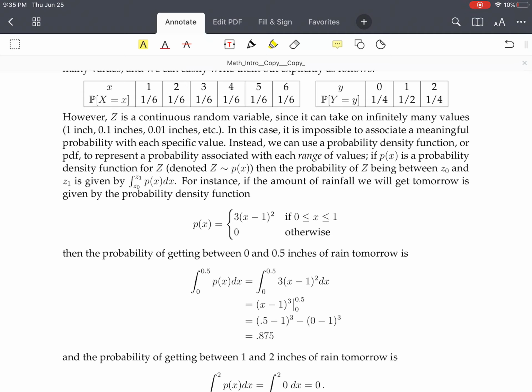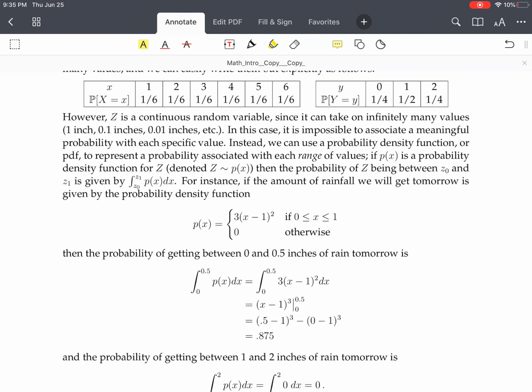And so it represents a probability associated with a range. So in this case, suppose we want to find the probability between some z0 and z1. Then what we do is we take the integral of that probability function, which tells us hypothetically at exactly every point what the probability is. So we sum up all of those, and that's the probability of it being anywhere in that region.